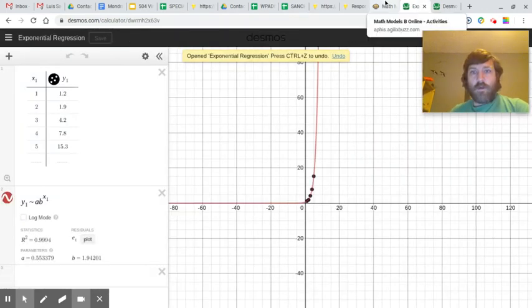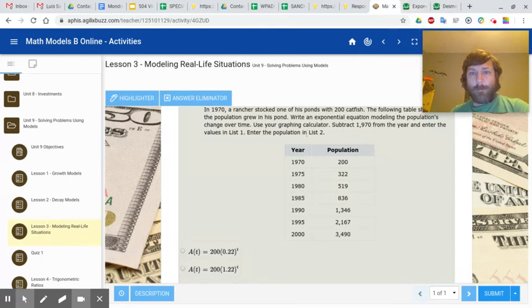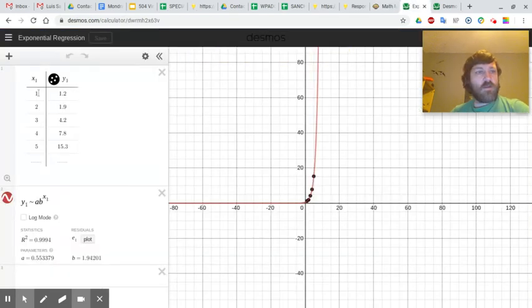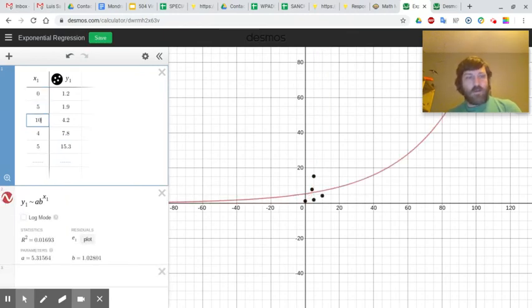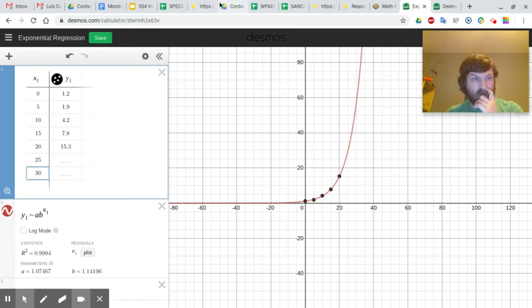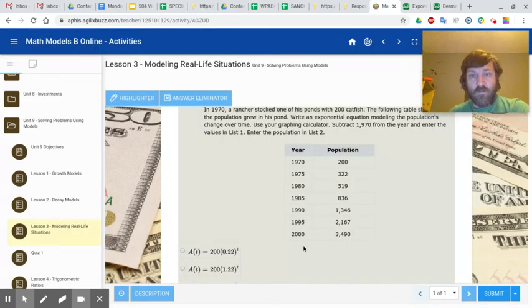And if you'll remember, this is going to be L1 or X, and this is going to be Y. Notice they say subtract 1970 from the year. In other words, we're going to consider this year 0. So it'll be 0, 5, 10, 15, 20, and so on. So we're going to enter our X's: 0, 5, 10, 15, 20, 25, 30, seven values. And then we'll enter these values in the Y.